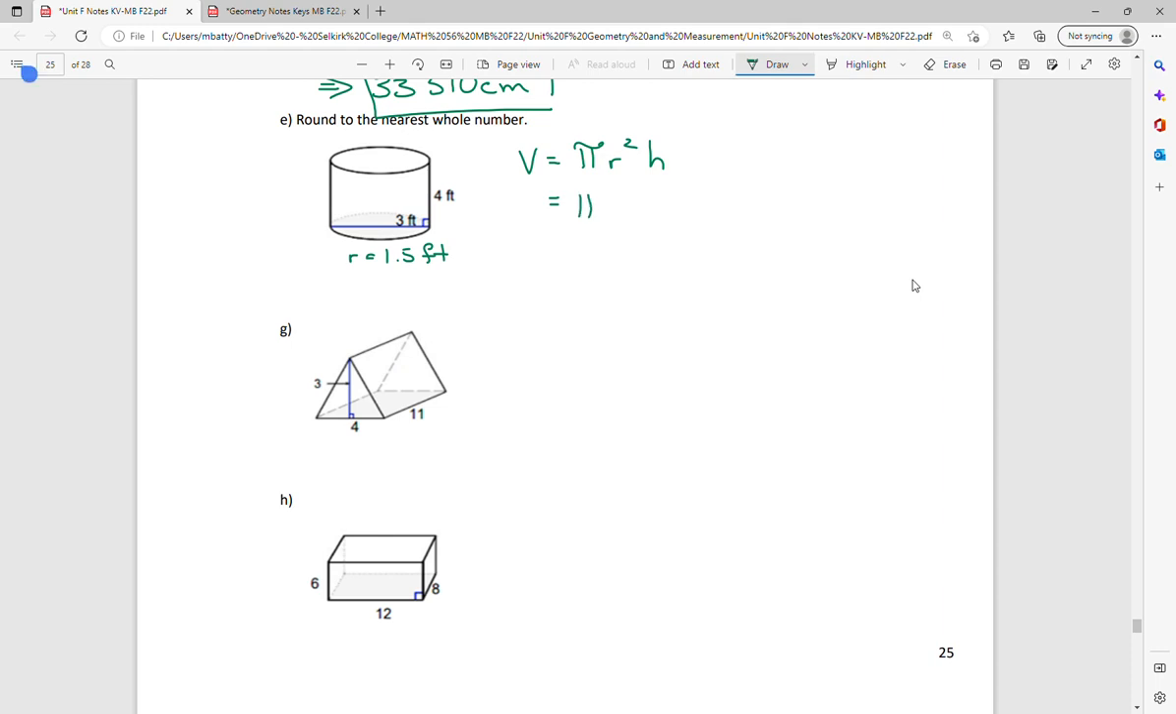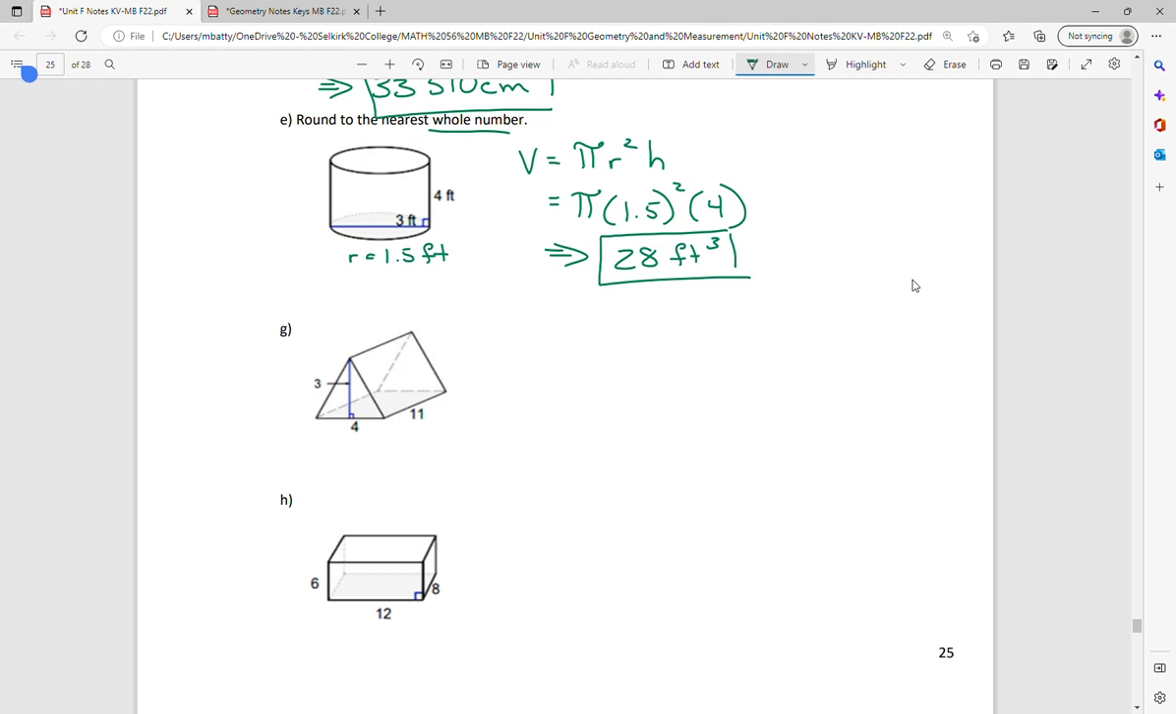I usually do that outside of this equation because then this gives me something I can put into my calculator. It says round to the nearest whole number. So in this one, I'd get 28 cubic feet, or feet cubed.